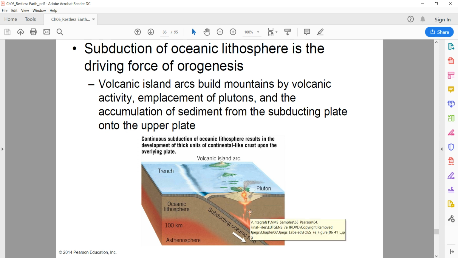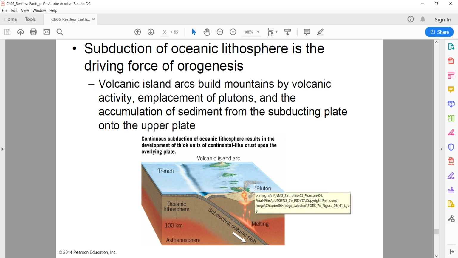Instead, they will start to solidify as they reach near the surface. But some of them do break through on the surface of the earth in the form of volcanoes. So that is how you will get this chain of volcanoes.